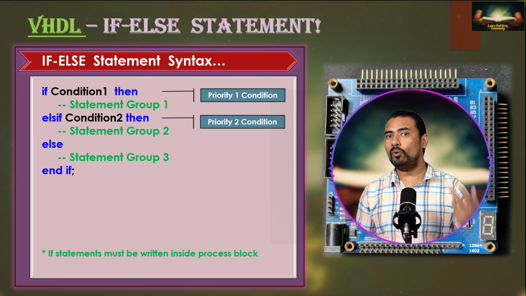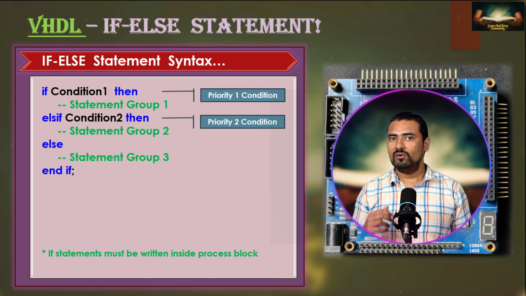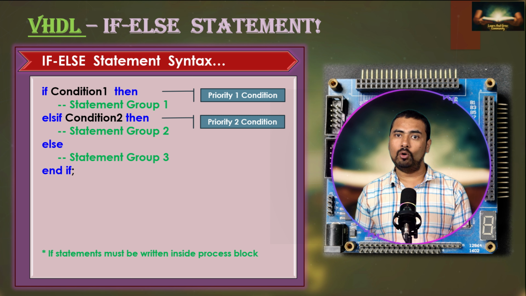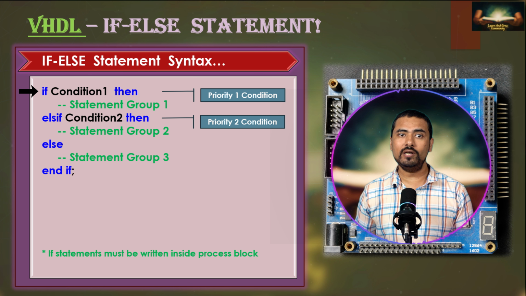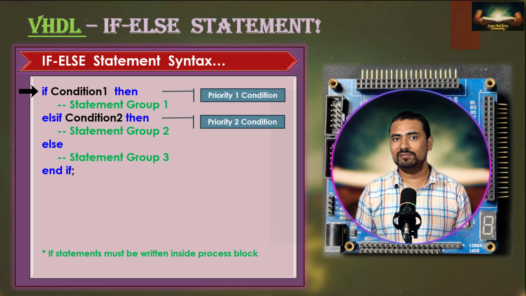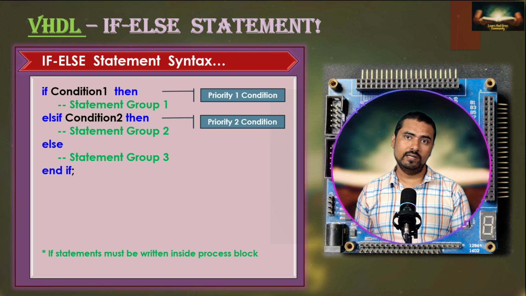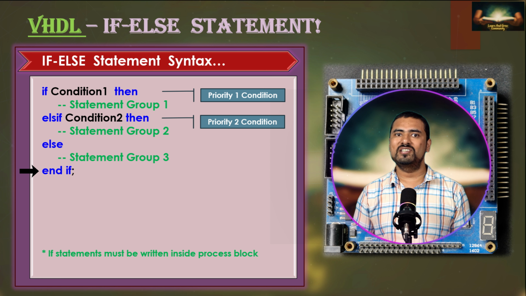Now there are some important keynotes about the VHDL if-else statement, and these are: first, the if-else statement must be written inside the VHDL process block. It cannot be written outside the process block in VHDL. This is because the if-else statement requires sequential execution to perform any task. Second, each and every if statement in VHDL must be closed with an END IF. So you can see END IF, semicolon, at the end.